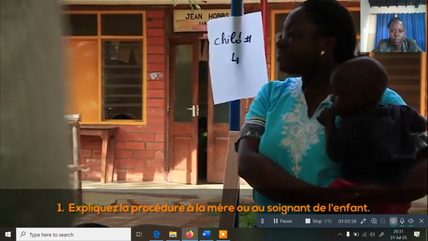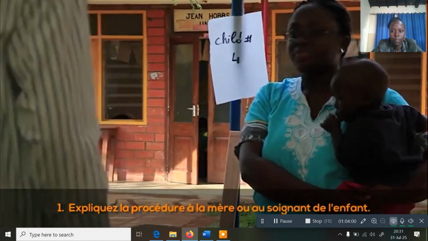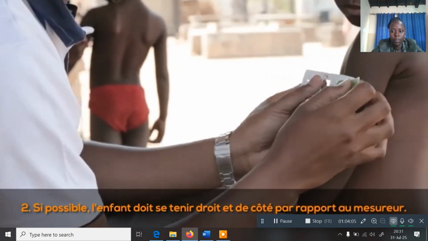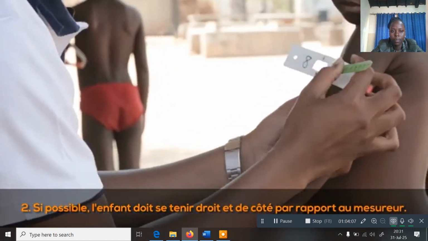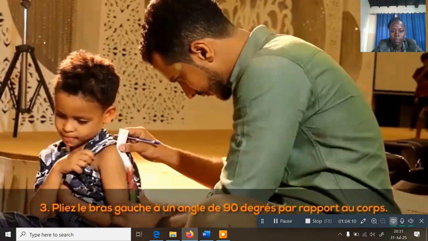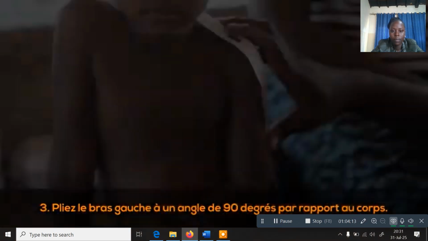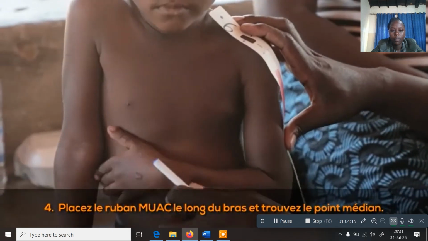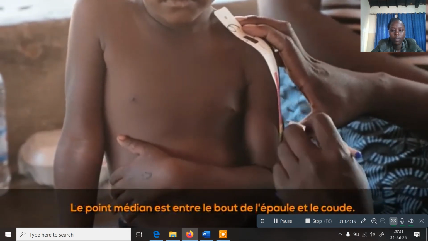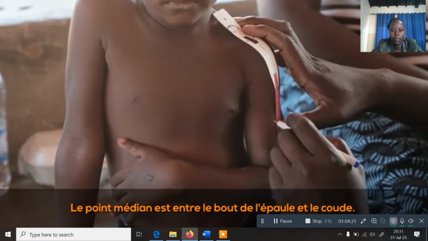1. Explain the procedure to the child's mother or caregiver. 2. If possible, the child should stand straight and sideways to the measurer. 3. Bend the left arm at 90 degrees to the body. 4. Place the MUAC tape along the upper arm and find the midpoint of the upper arm. The midpoint is between the tip of the shoulder and the elbow.